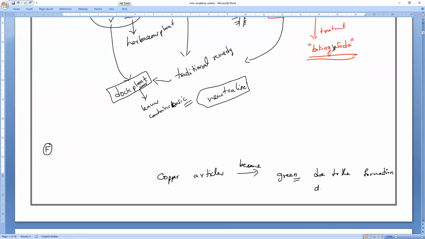Due to the formation of basic copper carbonate, so basically, that is the formula. Chapter 1. Can anybody remember the formula? Harish?